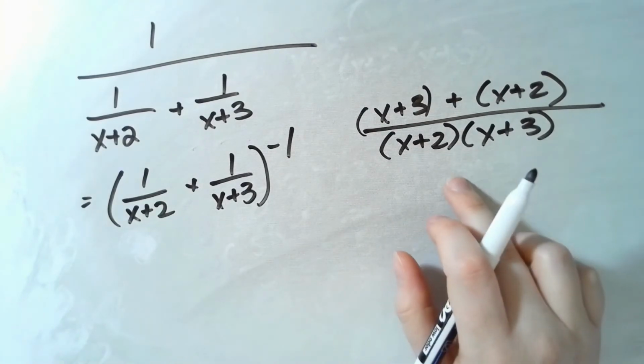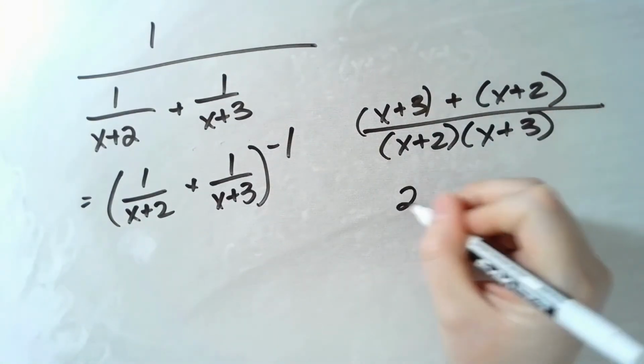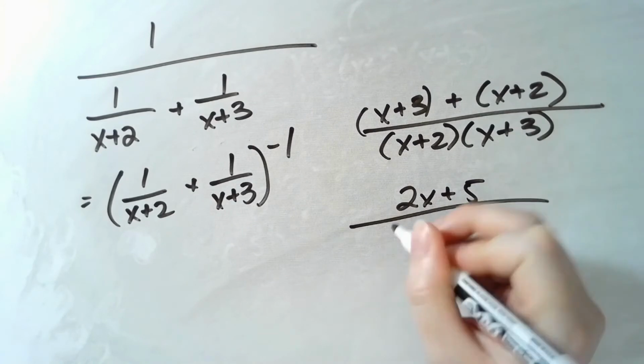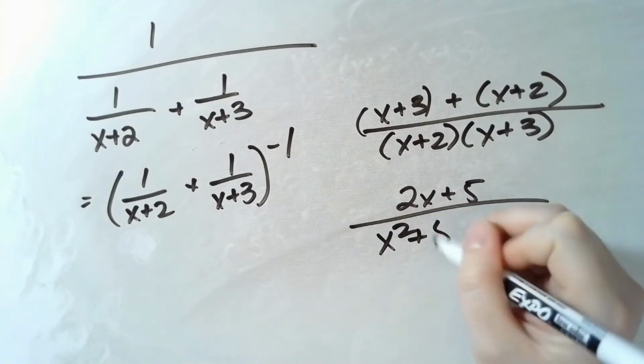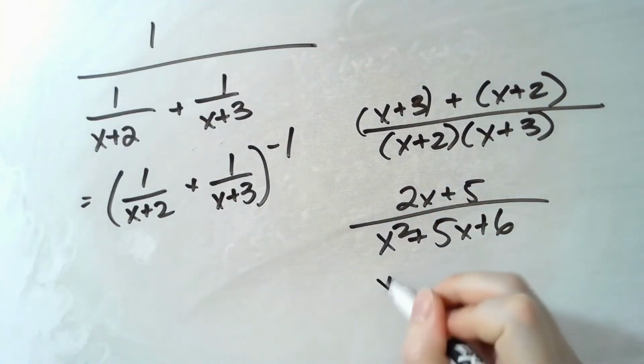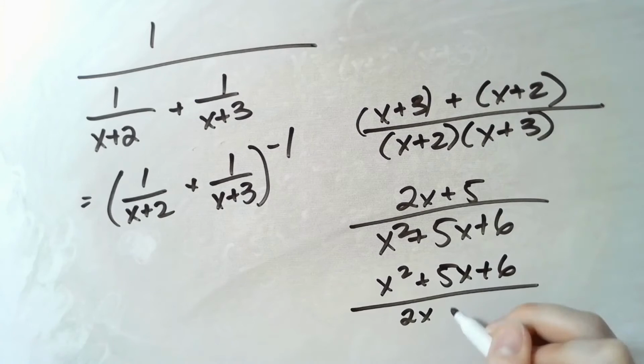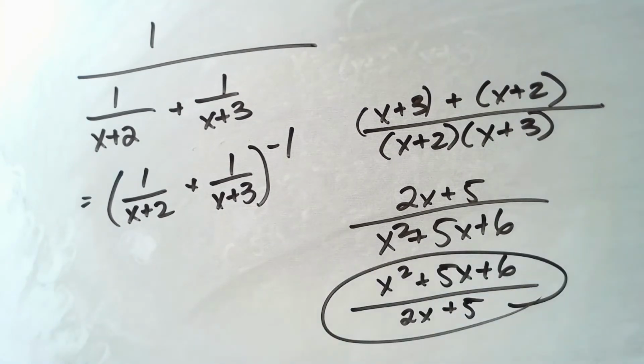So now I just need to add the top and FOIL the bottom, flip, and then I have my answer. So adding the top, I get 2x plus 5 over x squared plus 5x plus 6. Now I just flip: x squared plus 5x plus 6 over 2x plus 5. And that's my final answer.